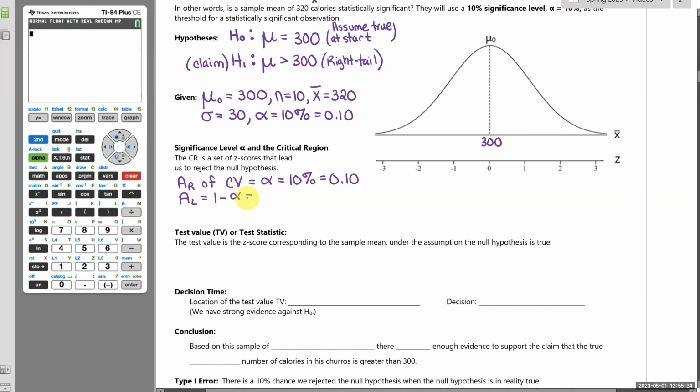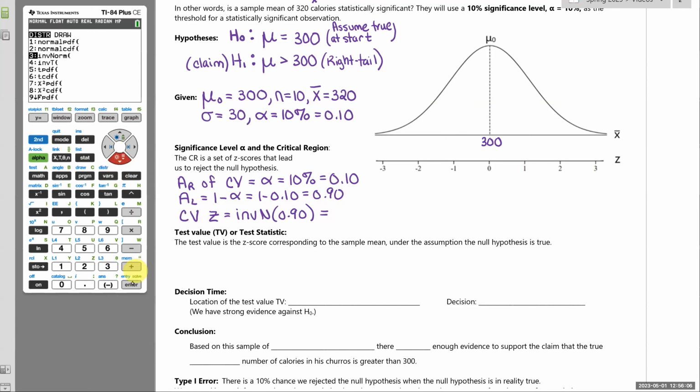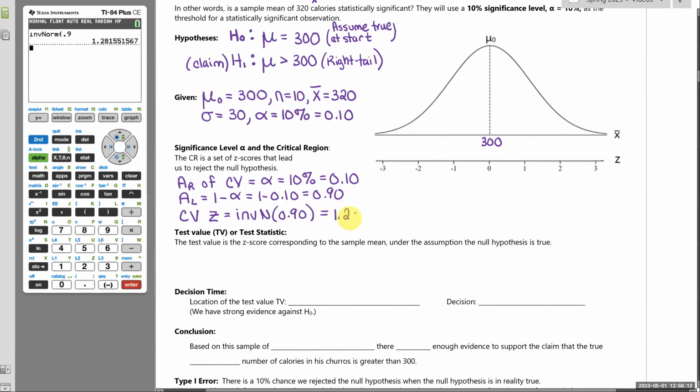So if we take 1 minus our alpha, 1 minus 0.10, that will be 0.90. So now we can find that critical value, z, using inverse norm, because we inverse norm the area to the left. Okay, so we'll go ahead and inverse norm the 0.9, and I'll round to 2 places, 1.28. All right, so CV is an abbreviation here for critical value.